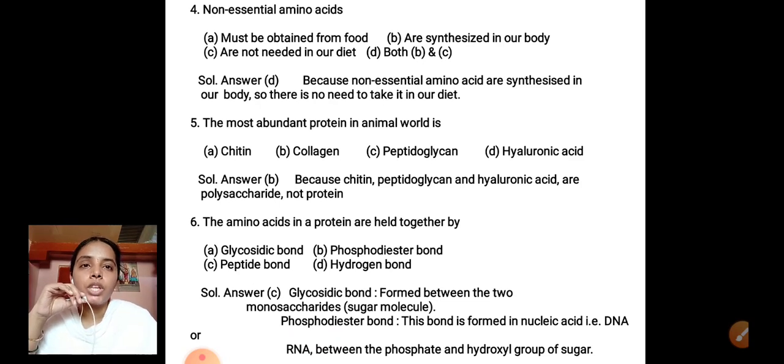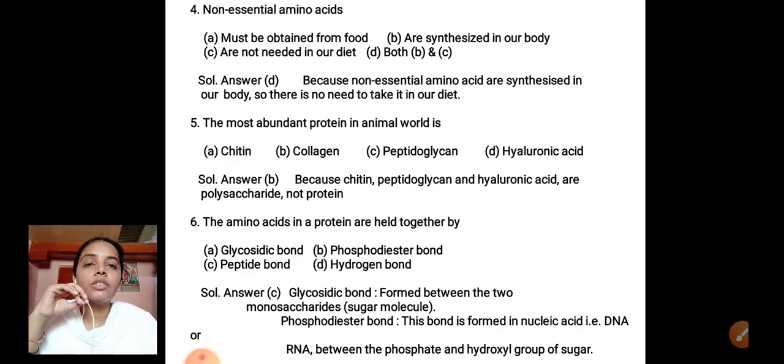So fourth question, which is a non-essential amino acid. Here the amino acids are classified into essential and non-essential among the 20 amino acids. Essential amino acids are nothing but the amino acids that are not synthesized in our body. They must be taken through the diet. Whereas non-essential amino acids are already synthesized in our body, they need not be taken through the diet.